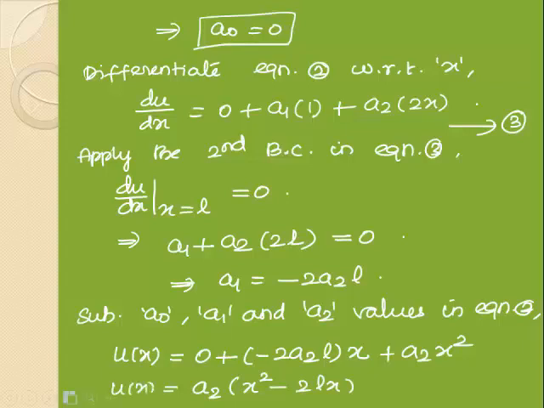So x squared minus 2lx, this is the trial function for the present problem. Okay, we can keep this as equation 4. This is the trial function which will definitely satisfy the given boundary conditions. Now in the next step we have to formulate the residual function. For that we have to raise this function presented in equation 4 to the order of the governing differential equation.